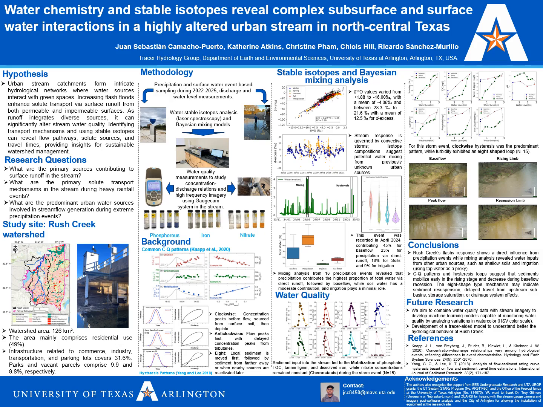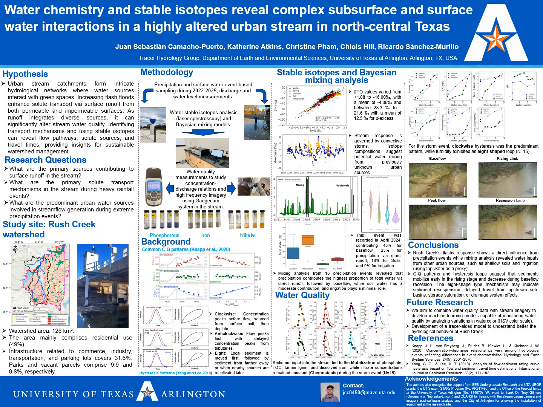revealed water inputs from urban sources such as shallow soils and irrigation, using tap water as a proxy. In terms of concentration and discharge patterns, the hysteresis loops suggest that sediments mobilize early in the rising stage and decrease during baseflow recession.